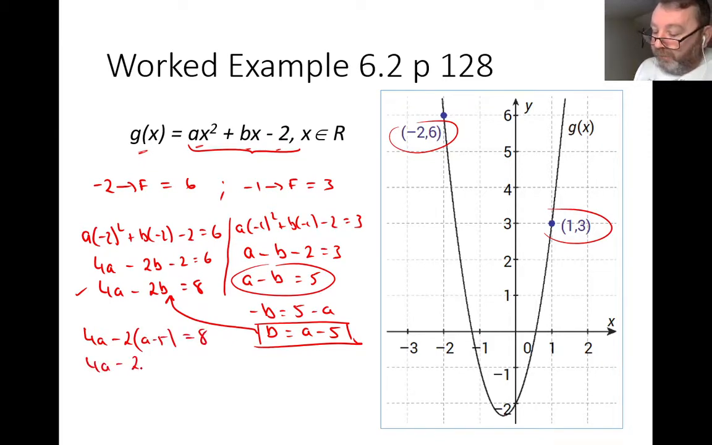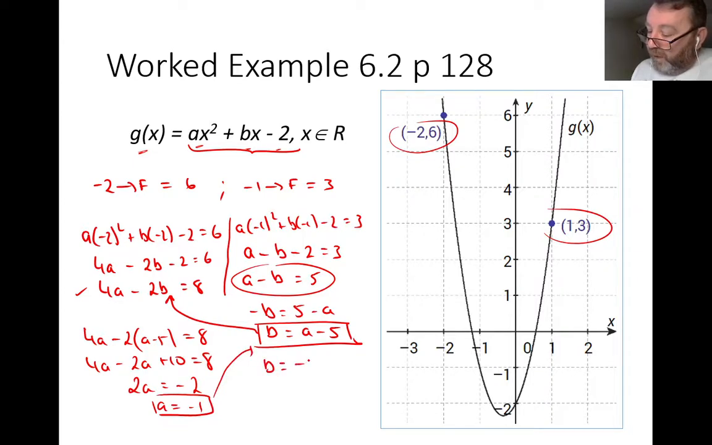4a minus 2a plus 10 is equal to 8. 4a minus 2a is 2a, and that's equal to 8 minus 10, which is minus 2. So a is minus 1. So there's a. And then over here, it tells me how to get b. So you bring the minus 1 over here, and then you say b is equal to minus 1 minus 5. b equals minus 6. And there's your two values.